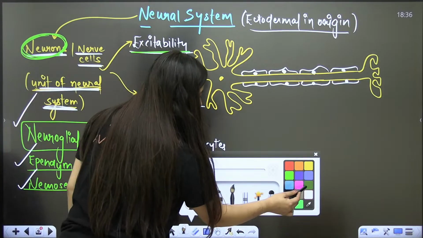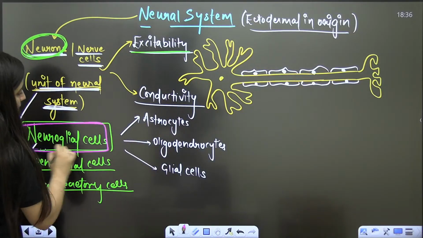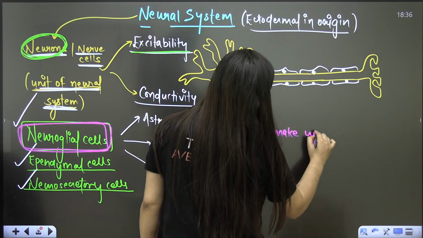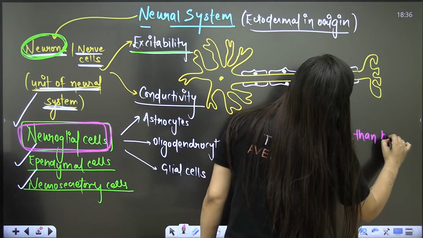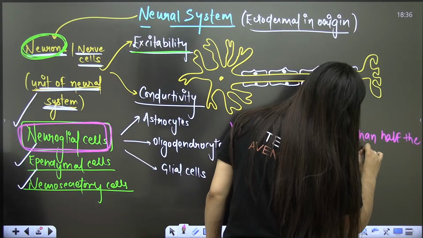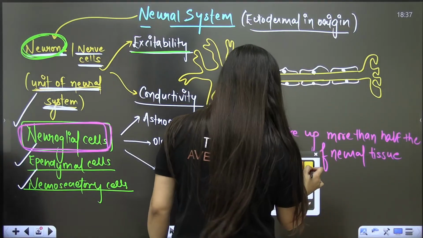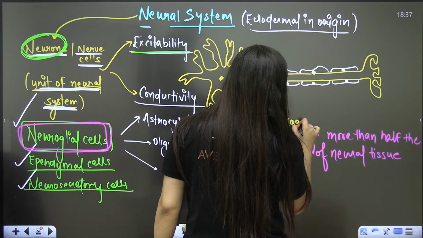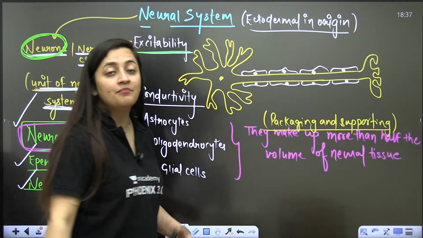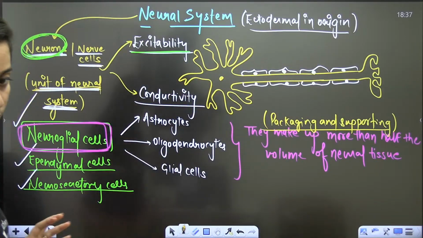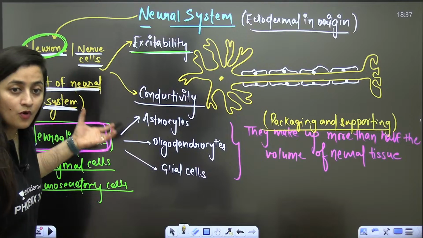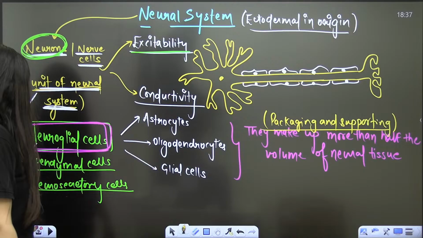When we talk about these neuroglial cells, remember one thing: they make up more than half the volume of neural tissue. So obviously, if they make up more than half, what is their function? These neuroglial cells help in packaging and supporting the neurons or the nervous system. Nerve impulse will be generated and conducted by neurons, but the neuroglial cells support the nervous system and help in the packaging. That is how it is required.